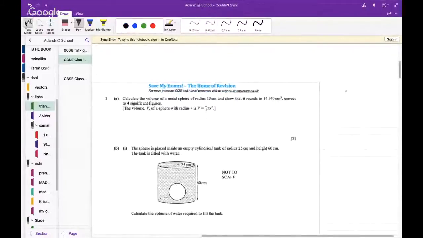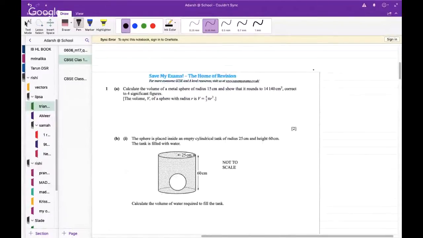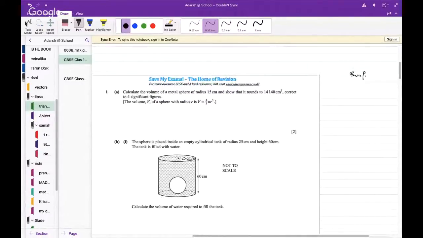We are going to do the worksheet which I had given today, on surface area and volume. Now look at the first question. Look for the keywords. The formula is also given. Calculate the volume of a metal sphere of radius 15 centimeters.